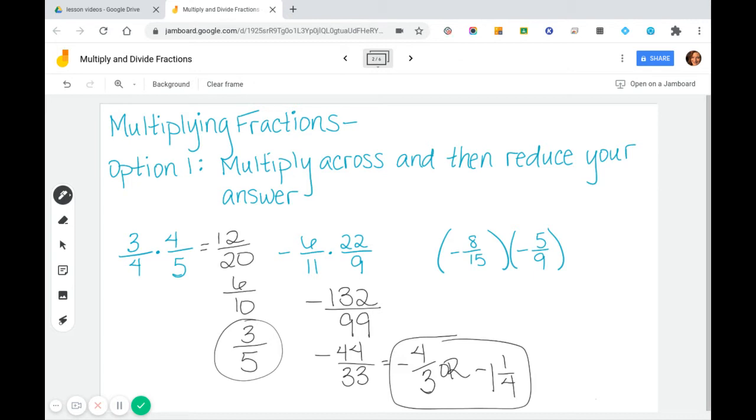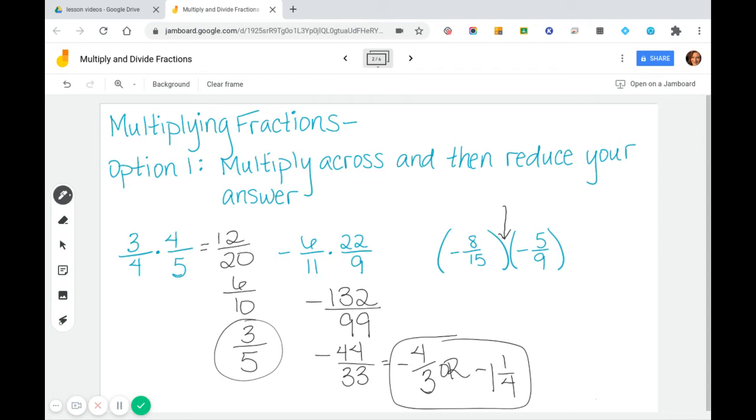Last one on this page, the parentheses right beside parentheses just mean multiply as long as there's no operation sign in between them. Those parentheses are just saying, hey, look at me, I'm a negative. So again, I'm just going to multiply across the top and across the bottom. I know that 2 negatives come together to make a positive. So I'm going to have a positive answer.